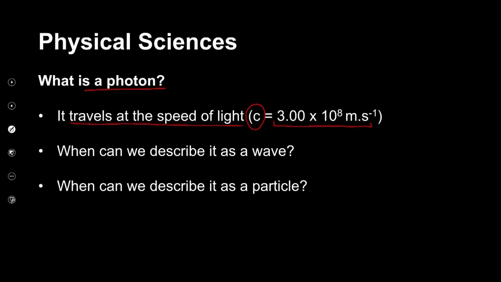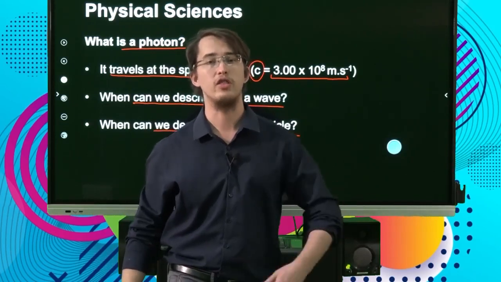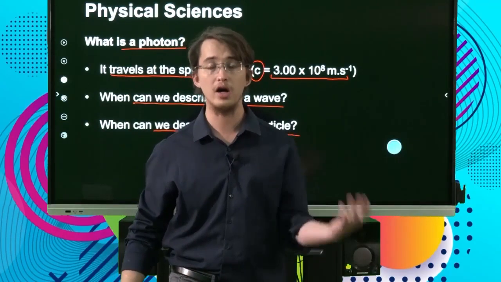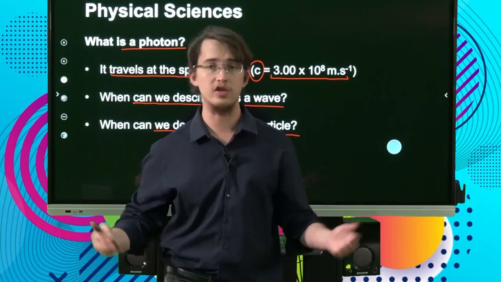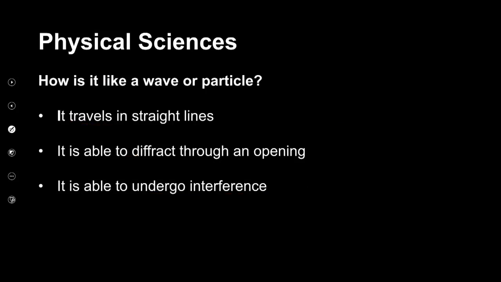So now we are posed with the question: when can we describe the behavior of a photon as a wave, and when can we describe it as a particle? Now, to further unpack this, we need to have a look at the properties of waves and the properties of particles that we've already examined, in the context of what we now know about photons. So we're asking the question, is it like a wave or is it like a particle?